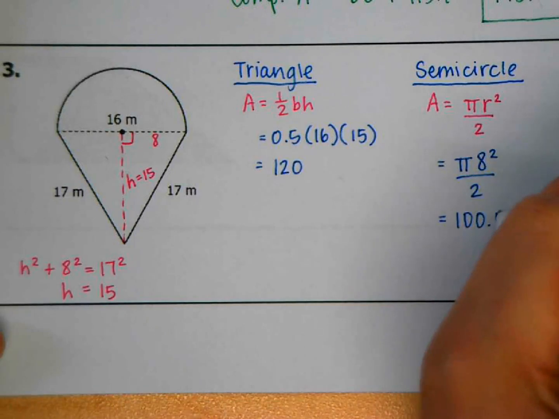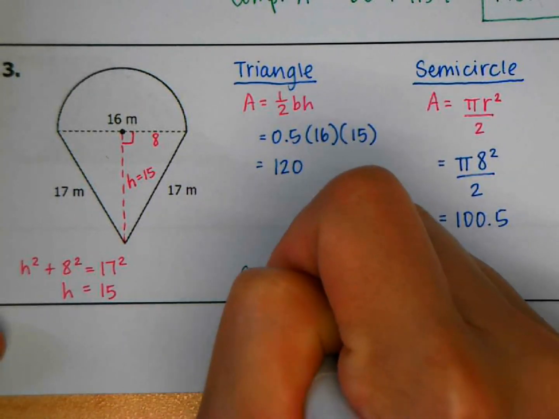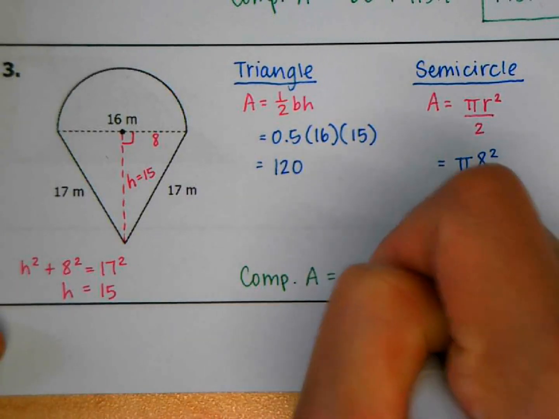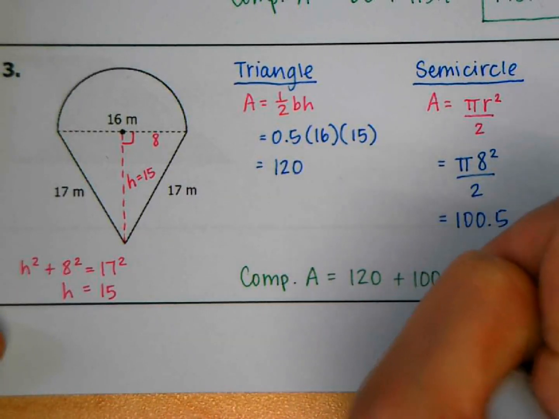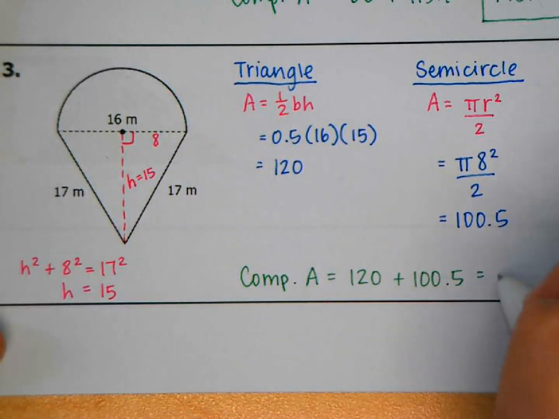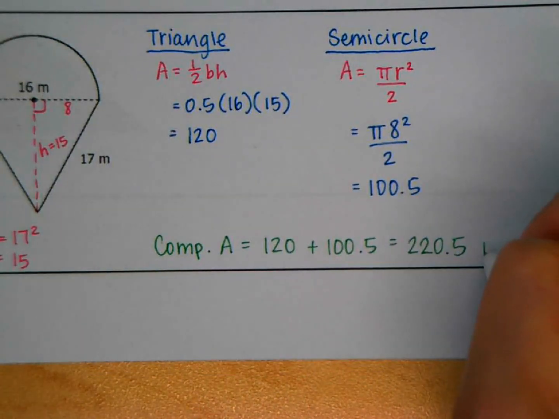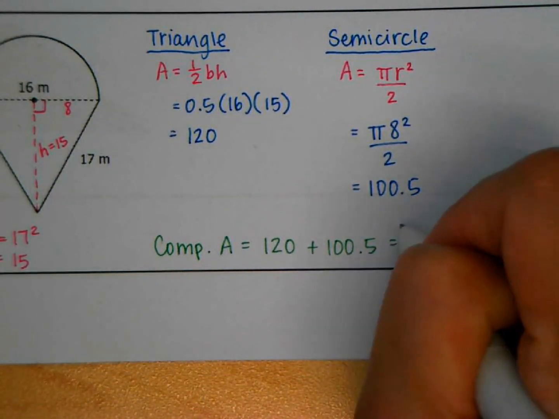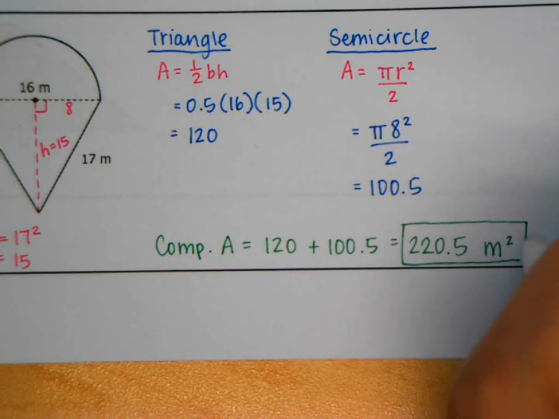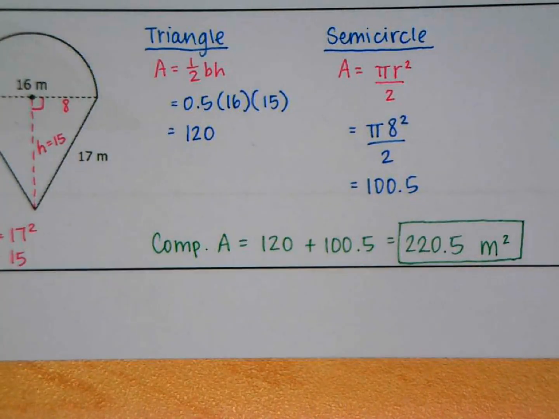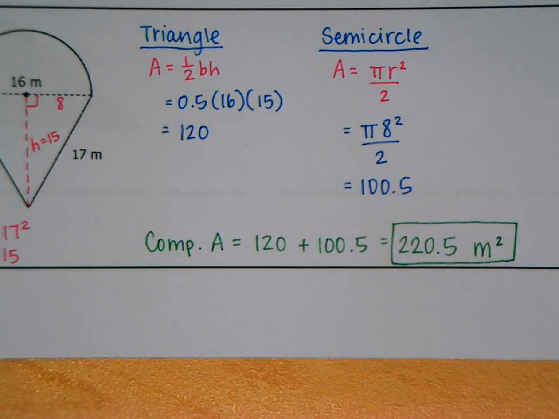And then lastly, the composite area is going to be 120 plus 100.5, that's going to be 220.5. And if you'd like to label and keep that consistent, meters squared. If we were just finding perimeter or another length, we would just put meters. But since it's area, we're going to put square. Any questions on composite figures? Adding up the area, that's it. Find the simple shapes, find the area of each, and add it up.